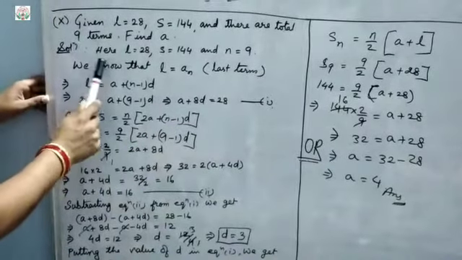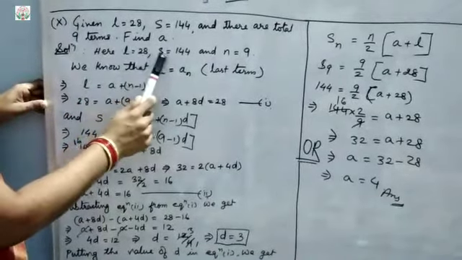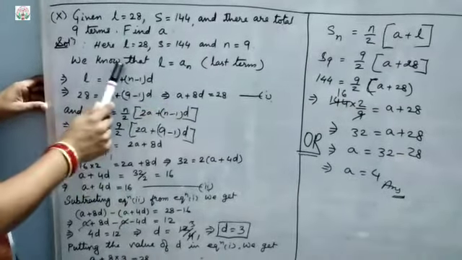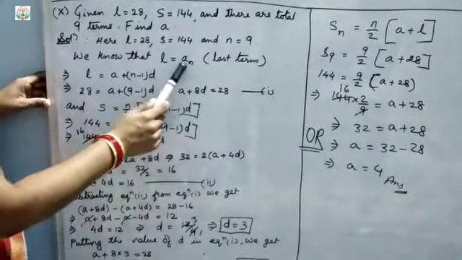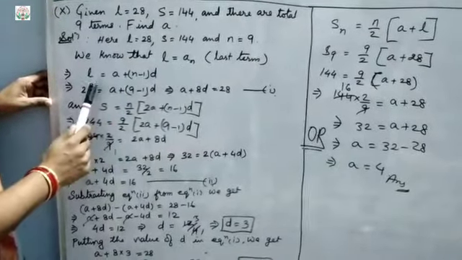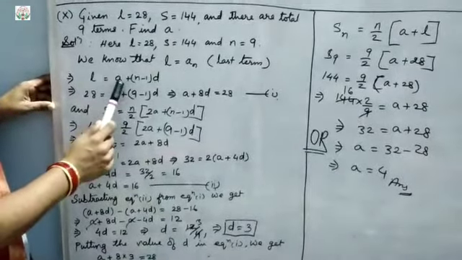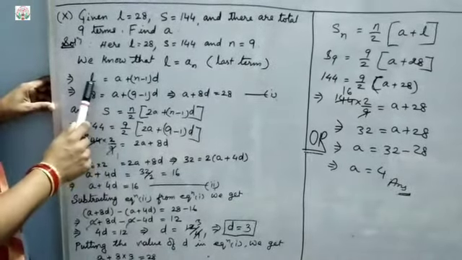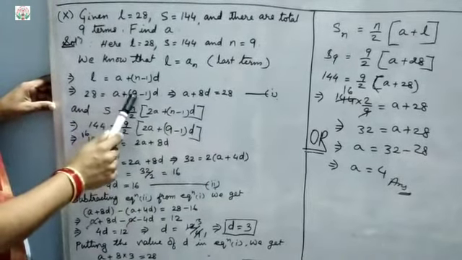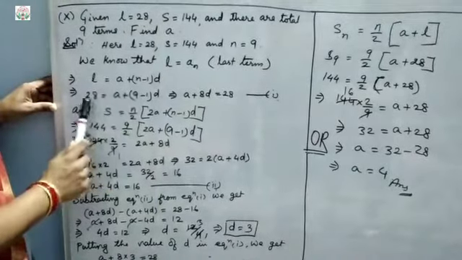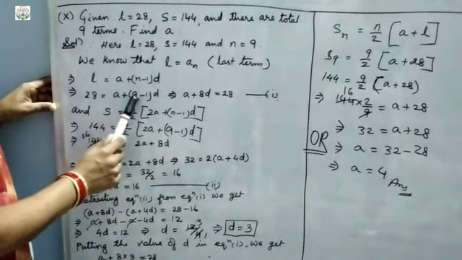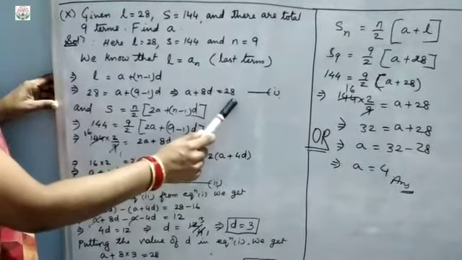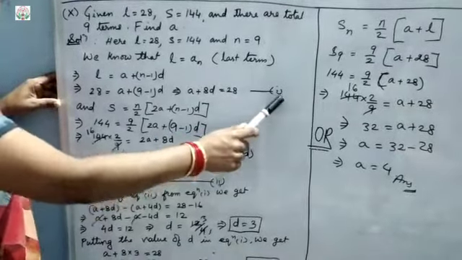So see here, L equals 28, S equals 144 and n equals 9, it is given. So now we know that L equals last term equals a_n, that is the nth term. The nth term formula we know: a plus n minus 1 into d. So we'll put here the value of L and the value of n, that is 9. So 28 equals a plus 9 minus 1 into d, which gives what? a plus 8d equals 28. Mark it as equation 1.